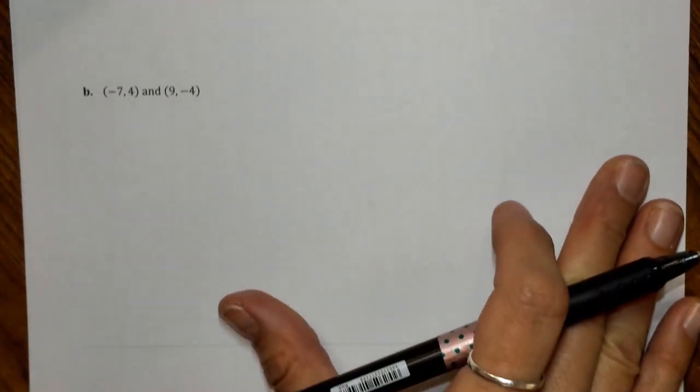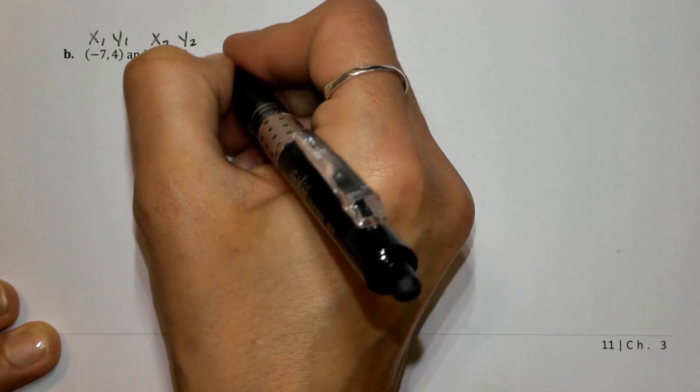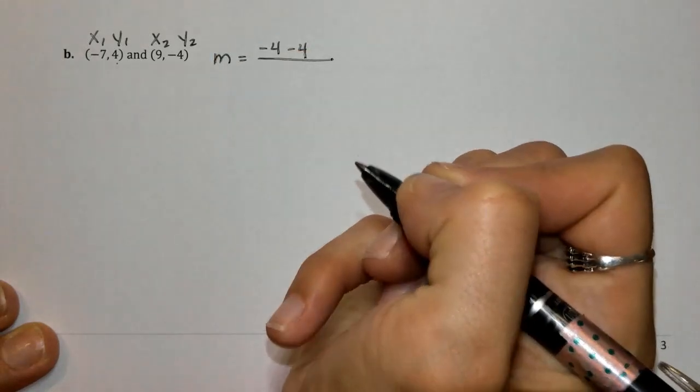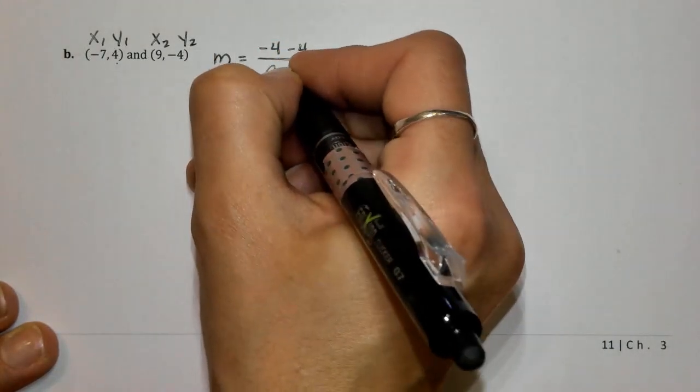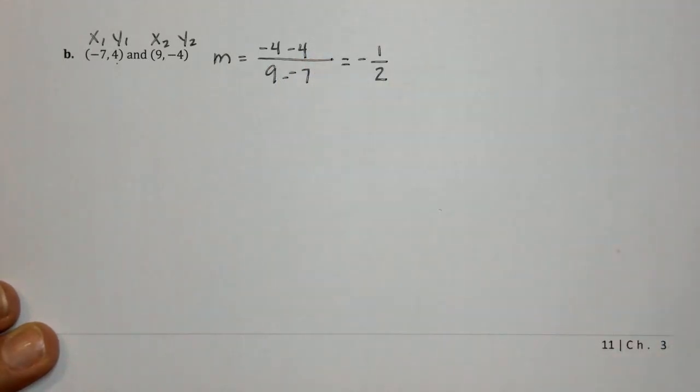The next problem, I'm going to take point slope and then convert it. You can go and solve for b as well if you would like to. I like to just convert it. First, we need to find our slope. Go ahead and look at x1, y1, x2, y2. y2 minus y1, -4 minus 4. x2 minus x1, 9 minus -7. When we calculate this out, we will find that our slope is -1/2.